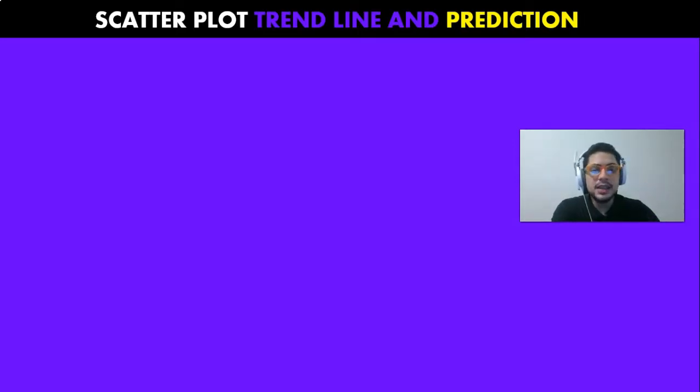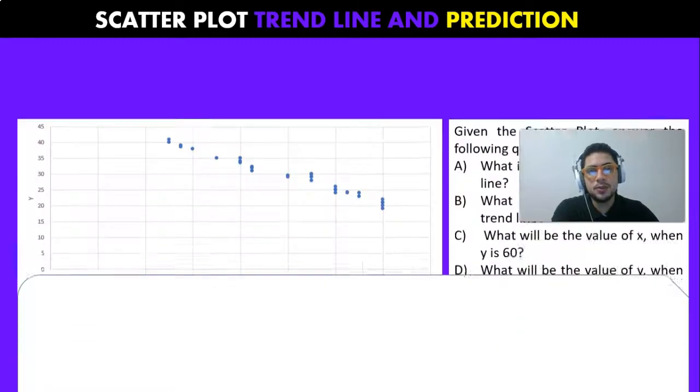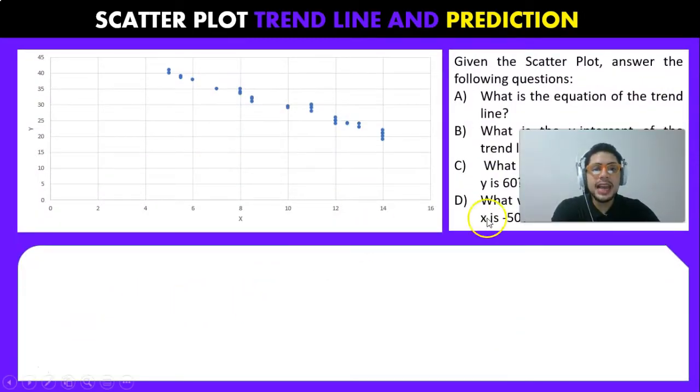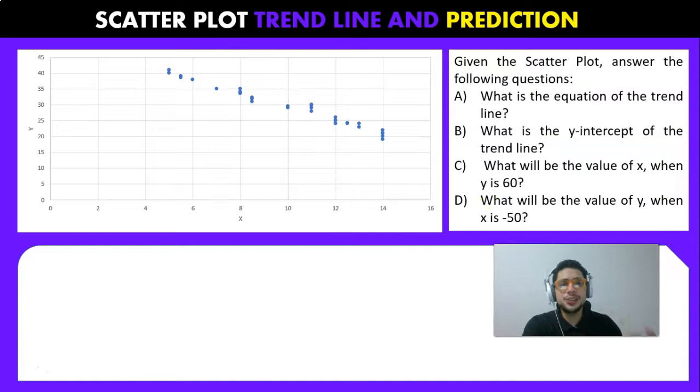The important thing is that whenever we are given a problem, like the one we're going to be seeing today, we can actually draw a trend line that tries to follow the path or the curves of the whole scatter plot graph, right? And that is what we're going to be using today. So in this case, they're telling us, given the scatter plot, answer the following questions. What is the equation of the trend line? What is the y-intercept? What will be the value of x when y is equal to 60? And what will be the value of y when x is equal to minus 50?